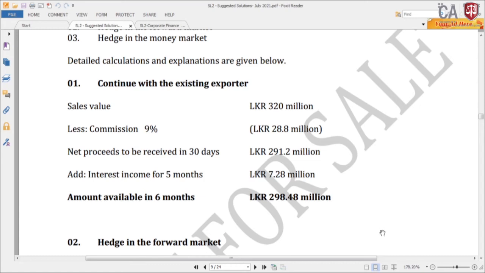So I think the money market hedging is the best option you have got, but if you want to look at the Sri Lankan option also, you can say 298 million you are going to get. So this is basically the question about forward exchange contract and money market hedging in order to minimize your exchange rate risk. 298 million in the local context, forward exchange contract 302 million, and 324 million in money market hedging. So money market hedging is the best approach you could consider to manage your exchange rate risk. Okay, so that's your A part of the question.